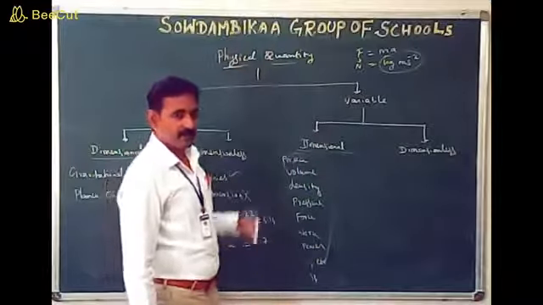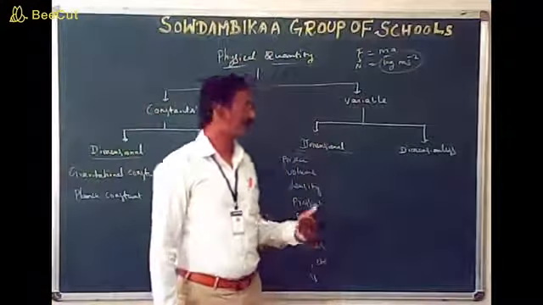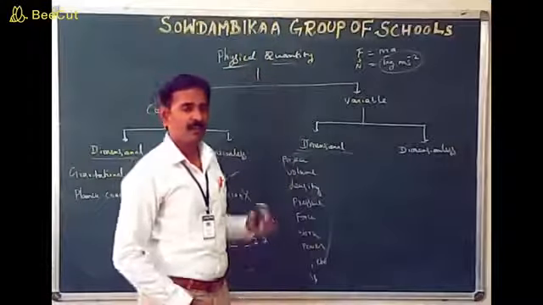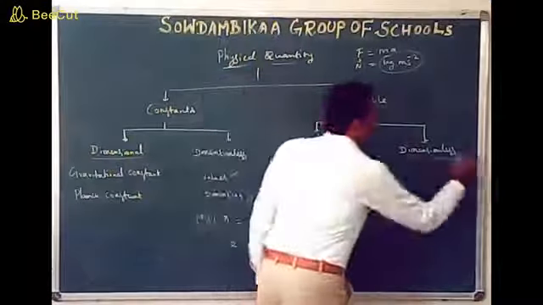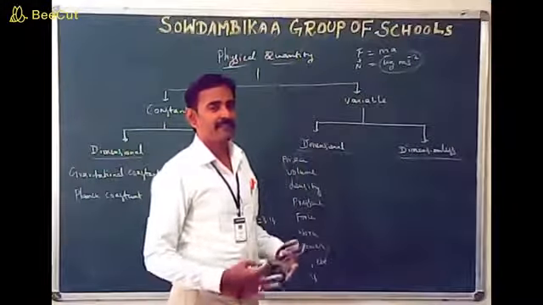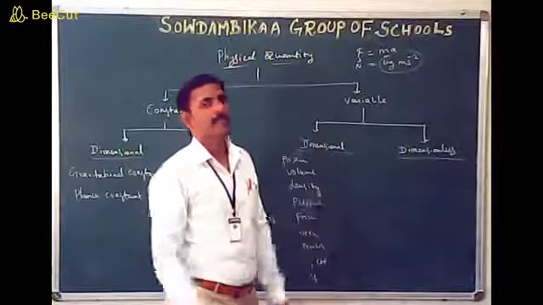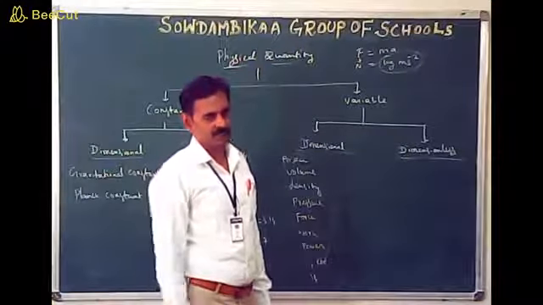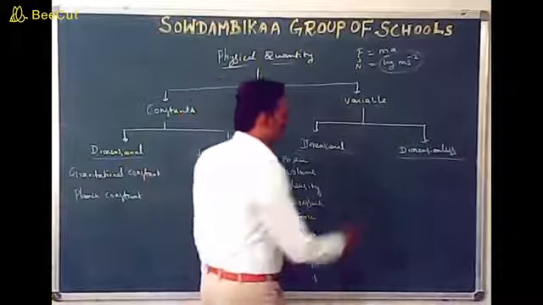The variables which do not have a dimension come under the category of dimensionless variables. Why don't they have a dimension? Both the numerator and the denominator have the same unit, the same quantity, so they will be cancelled out. Then specific gravity.